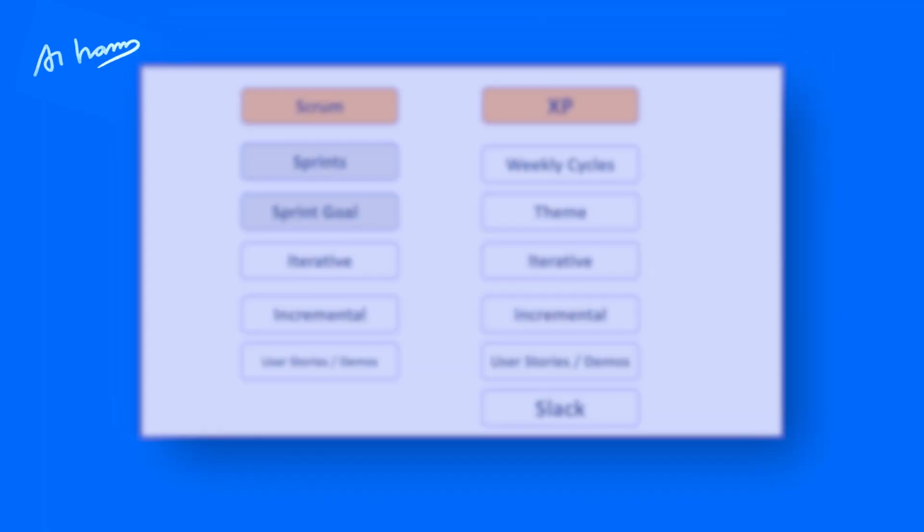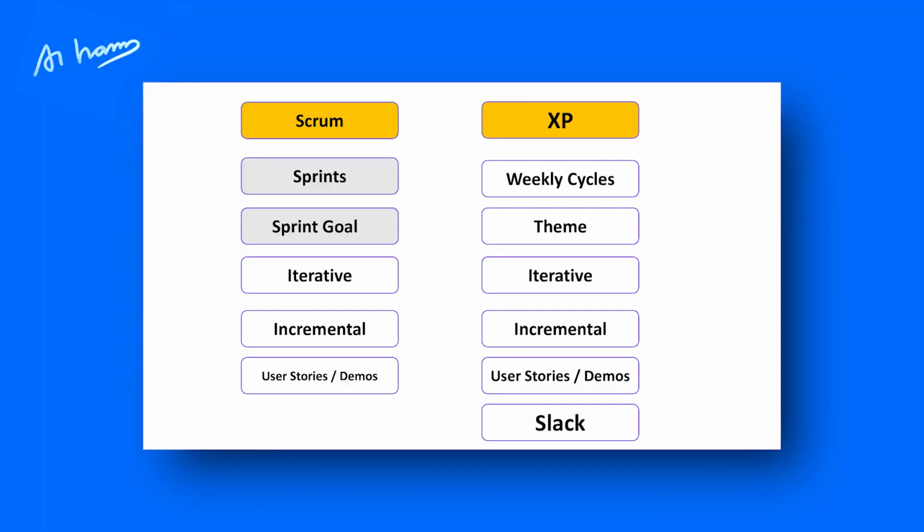So now let's see what the similarities are between XP and Scrum. XP has got weekly cycles, themes, iterative, incremental, user stories, and demos. And they have got something called a Slack. We know this. Similarly, what does Scrum have? Scrum also has cycles. They've got sprints, a 2-week sprint, 3-week sprint, or a 4-week sprint. Then Scrum also has sprint goals like the themes in XP. Scrum is also iterative, incremental, and user stories and demos are there in Scrum. So these are the similarities between XP and Scrum.